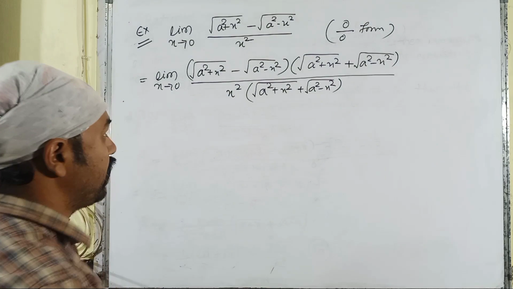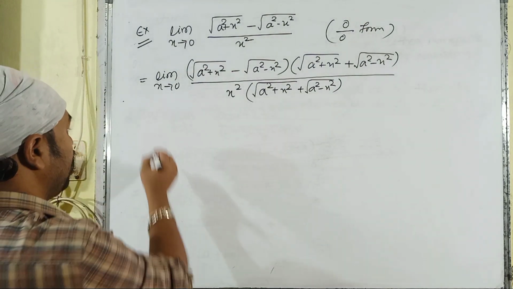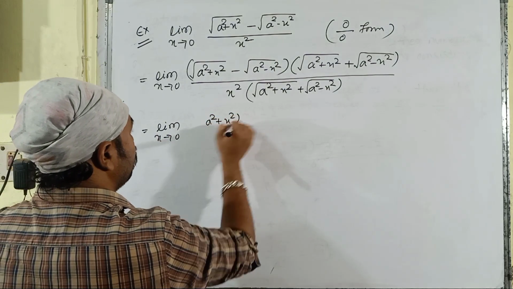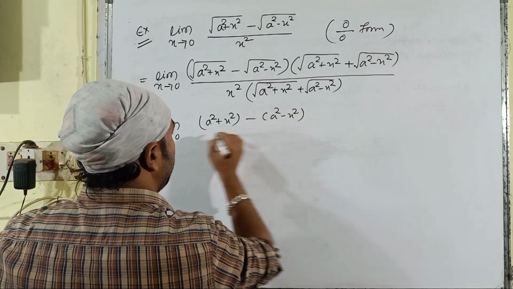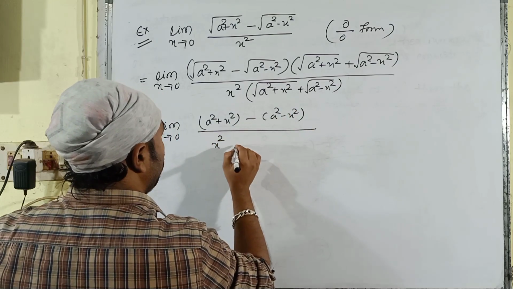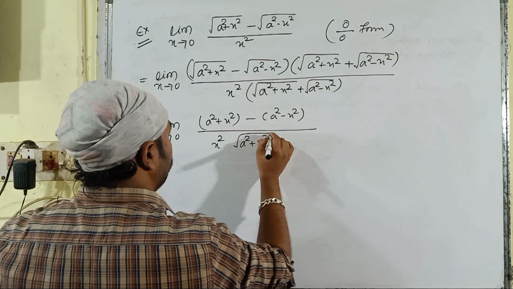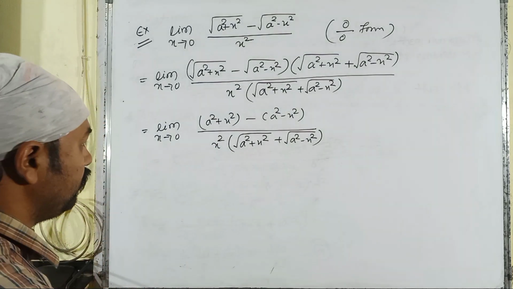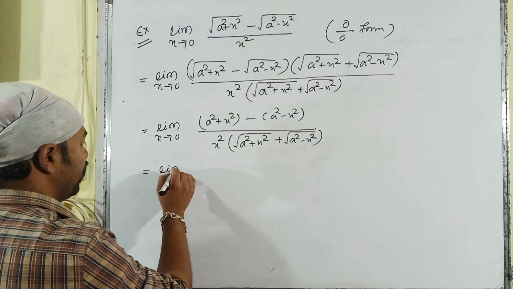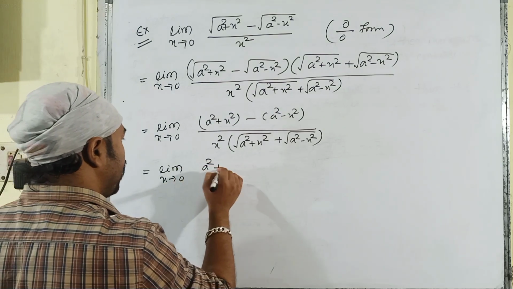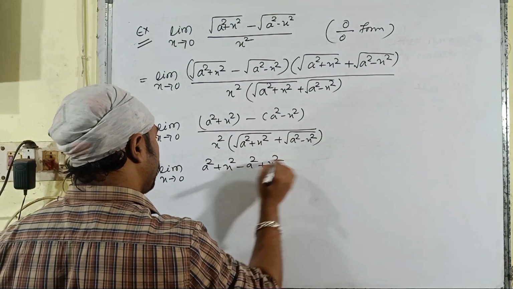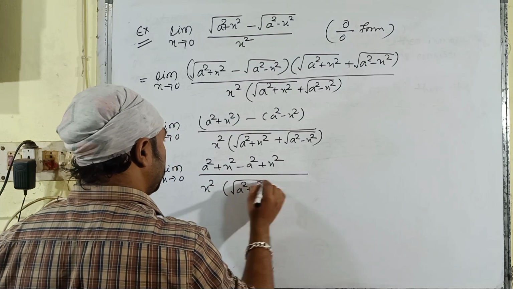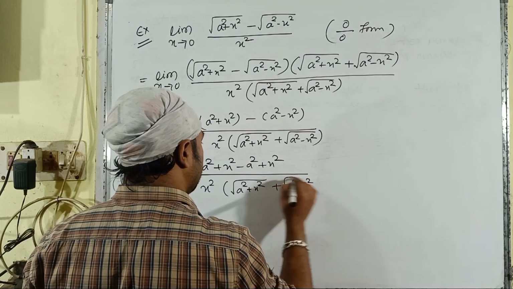Now you have to use the algebraic identity formula in the numerator part, then it will become limit x tends to 0, a square plus x square minus a square plus x square, whole divided by x square multiplied with square root of a square plus x square plus square root of a square minus x square. Then we have to simplify the numerator here.